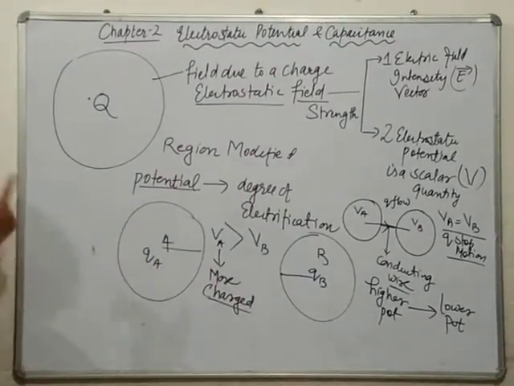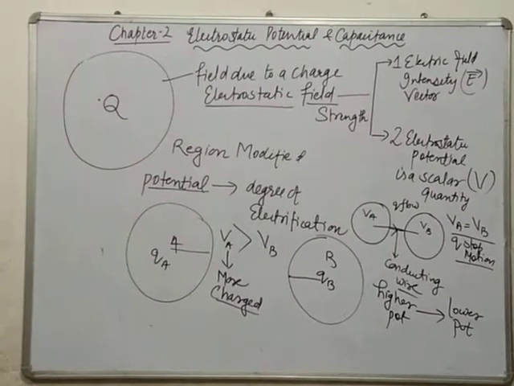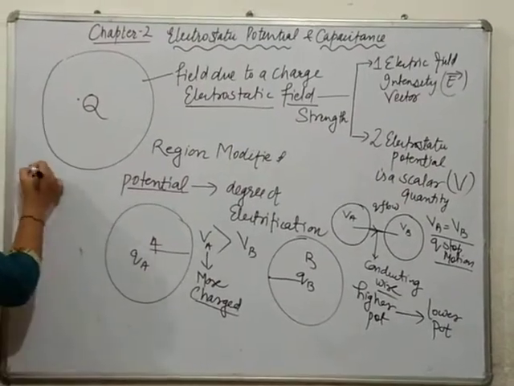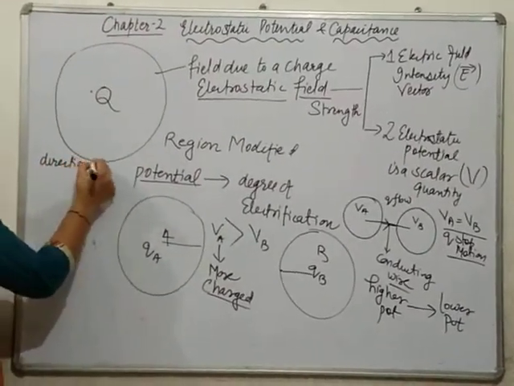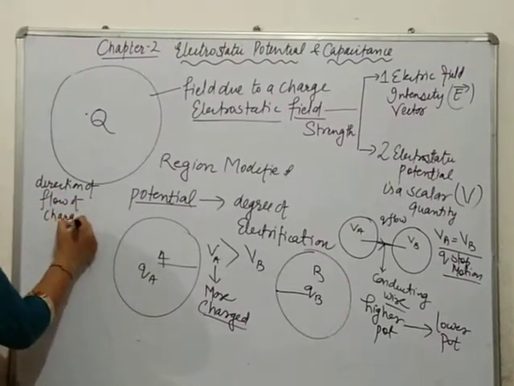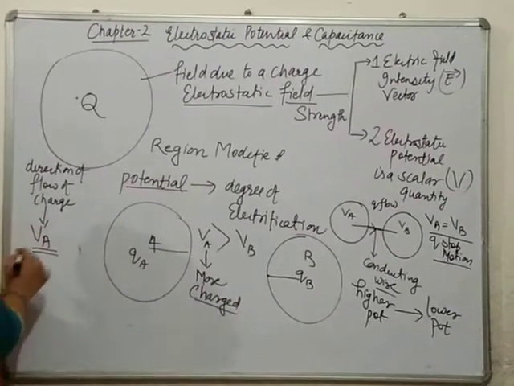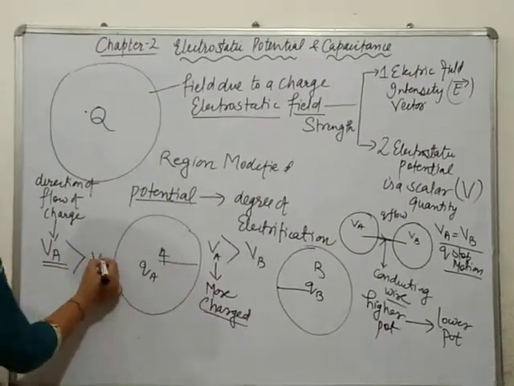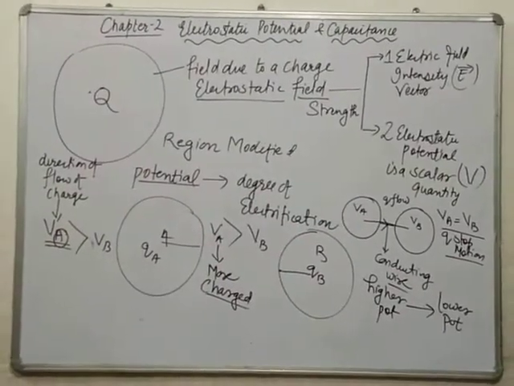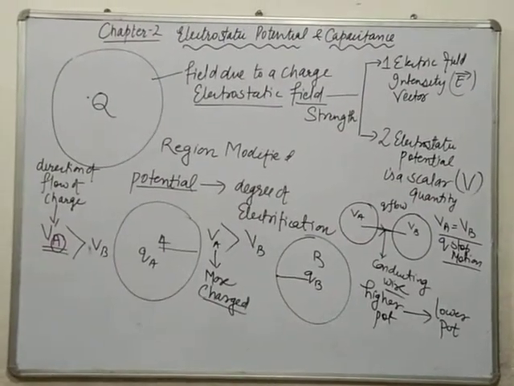So charge always flows from a body at higher potential to another body at lower potential till the potential becomes equal. So the direction of flow of charge determines the degree of potential. If it is always flowing from VA to VB, it means A has more charge, more potential, because charge is always flowing from higher potential to lower potential.